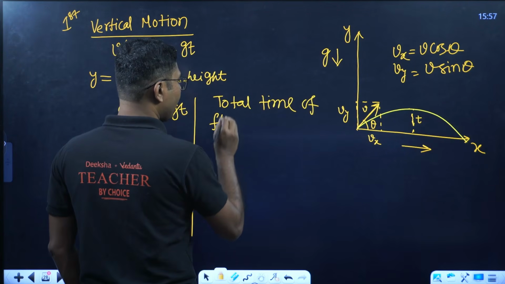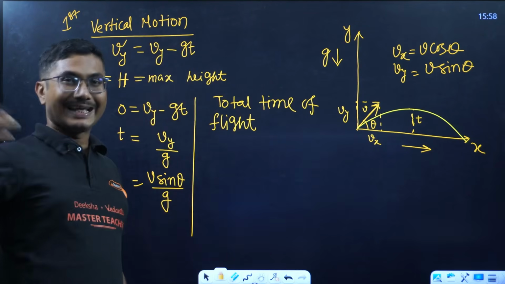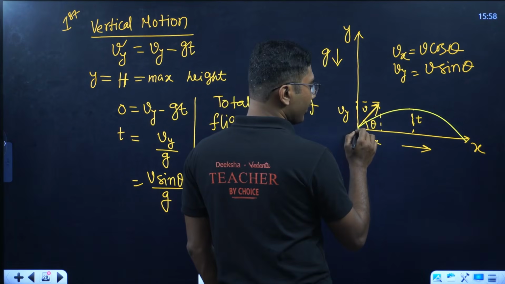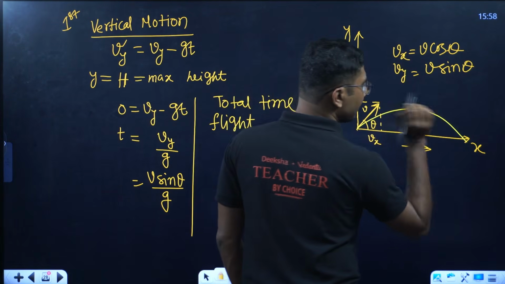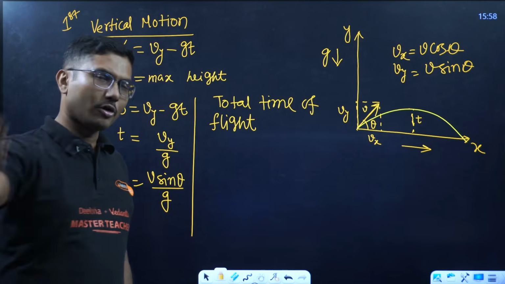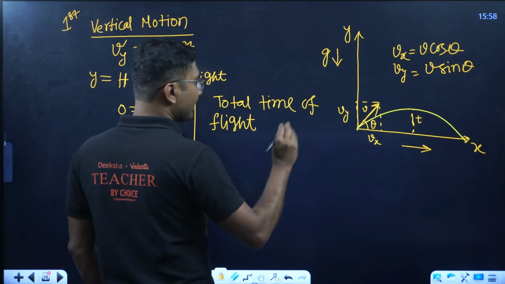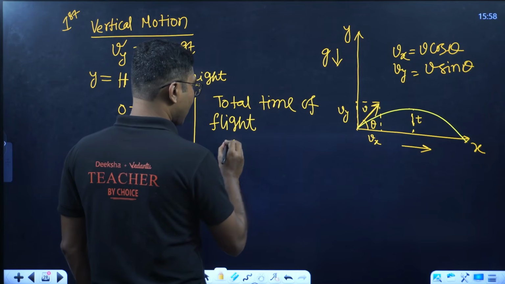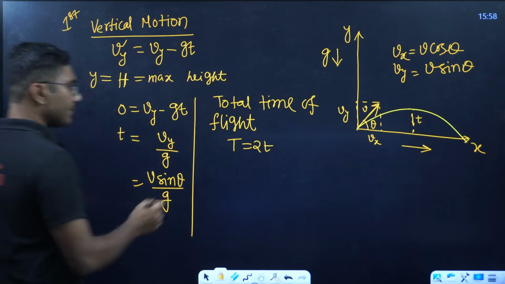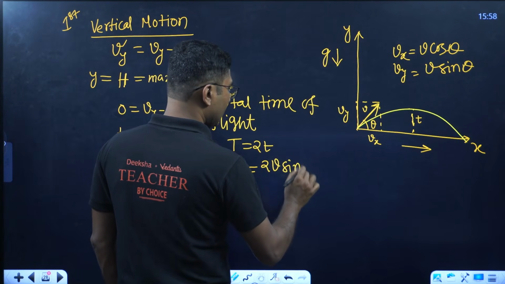So that means total time of flight. What is the meaning of that? Total time of flight is the time through which the object was in air. So the object was in air as soon as you threw it from here until just before touching the ground. So that's the time the object was in air. Total time of flight is given by T equals twice of this t, that is 2v sin theta upon g.